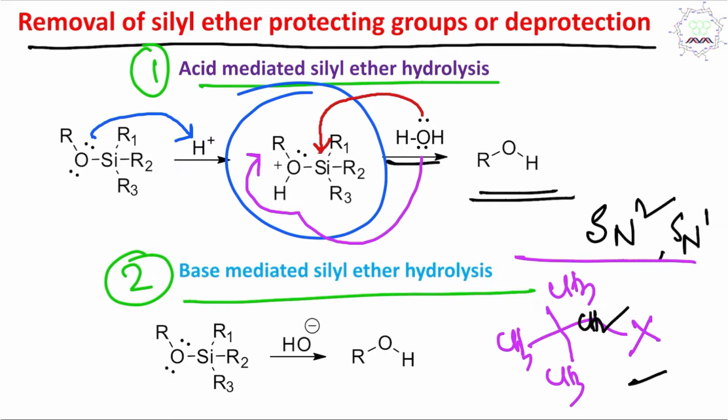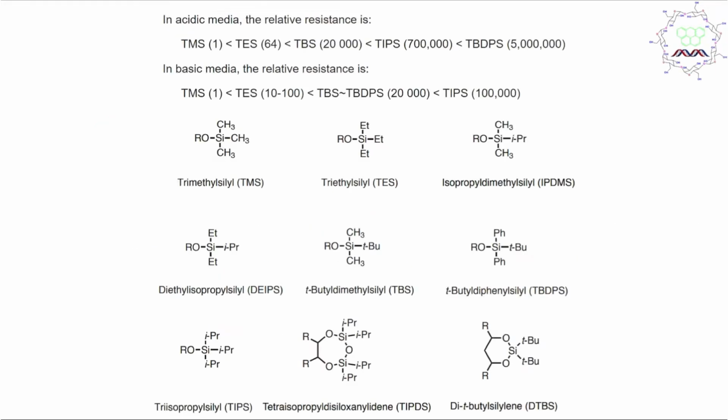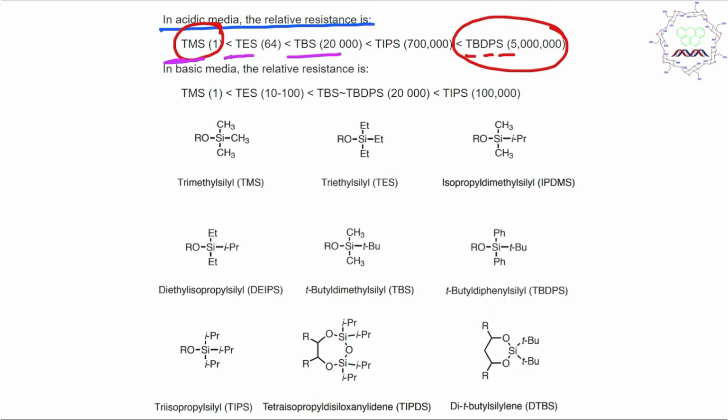Okay, so in case of base mediated, how does the reaction happen? Simply, the base is acting as the nucleophile. So where will it attack, the carbon side or the silicon side? Depending on the bulkiness, same answer. Now, in acidic medium the relative resistance for hydrolysis is, see, TMS resistance is 1, meaning it's the minimum. The maximum is tertiary butyl diphenyl silane, the bulky one. In between, after trimethyl silane, next is triethyl silane, another is tributyl silane. So, fine.